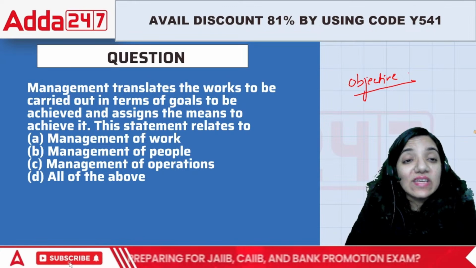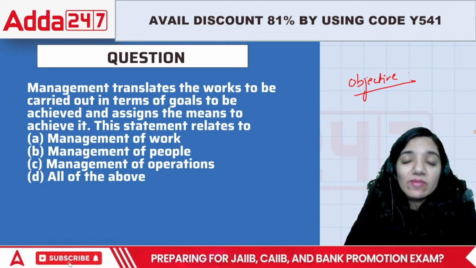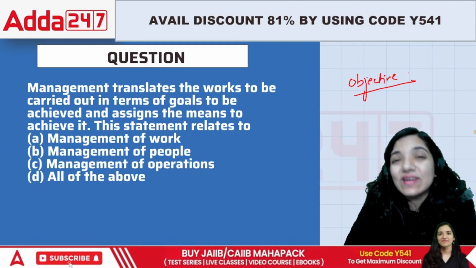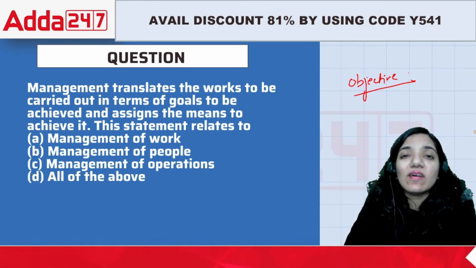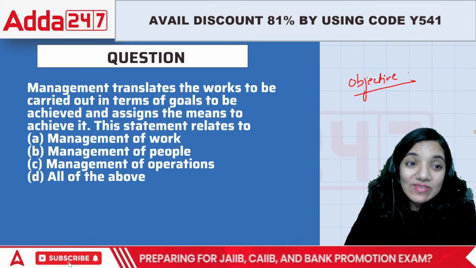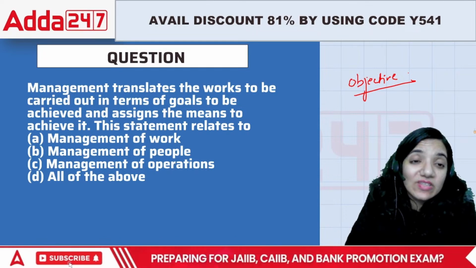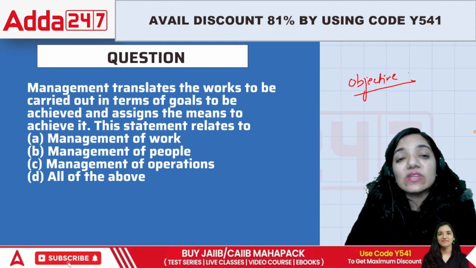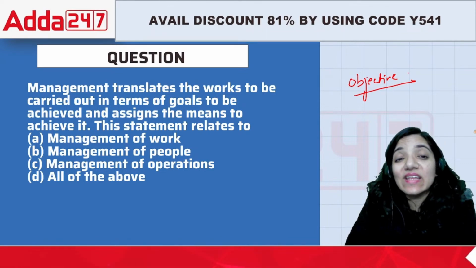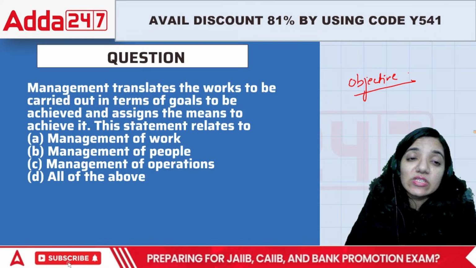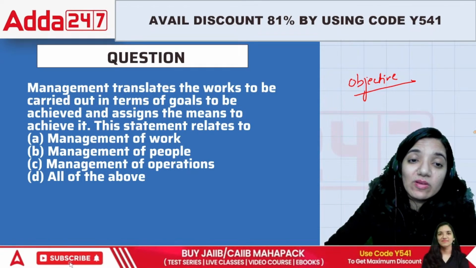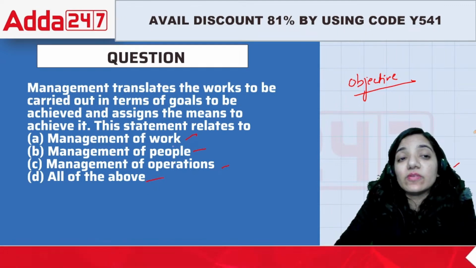Okay, here comes the second question, which says that the top level of management is going to make up the goals, and after making the goals, the middle level is going to simplify them for the lower level so that they can achieve it. Now the breaking up is done by them. So in this case, management translates the work to be carried out in terms of the goals to be achieved and assigns the means to achieve it. This statement relates to management of work, management of people, management of operations, or all of the above.